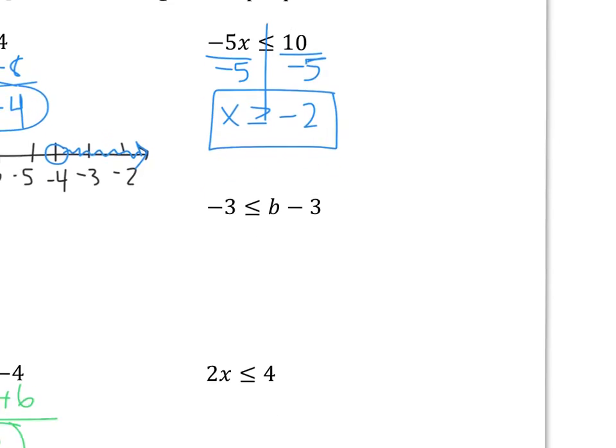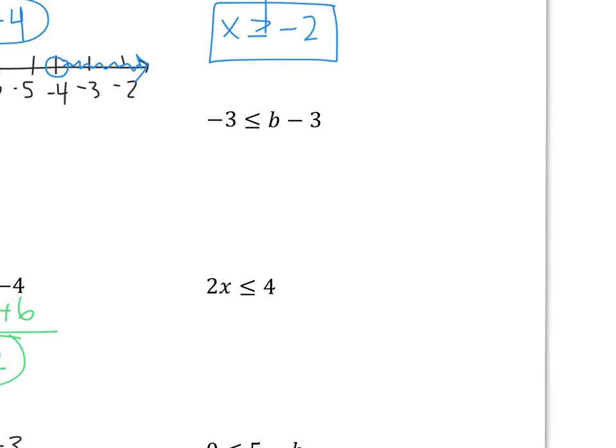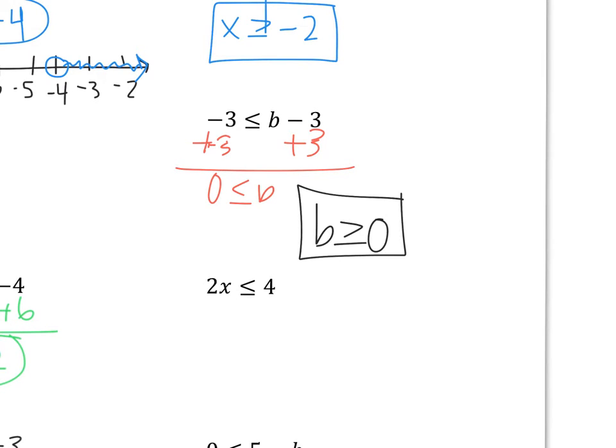Okay, I see -3 is less than or equal to b minus 3. So I will go ahead and add 3 to both sides. Sorry, the screen isn't sensing the stylus. So -3 plus 3 is 0 is less than or equal to b, but it's proper to write your variable on the left-hand side. So we'll go ahead and say b is greater than or equal to 0. And that actually is a solution. It's not no solution, it's just 0 is the solution.